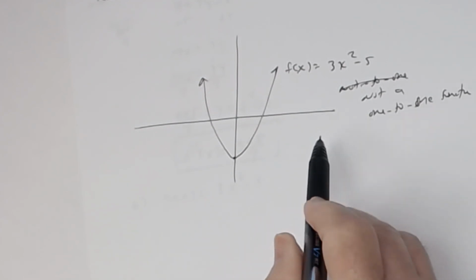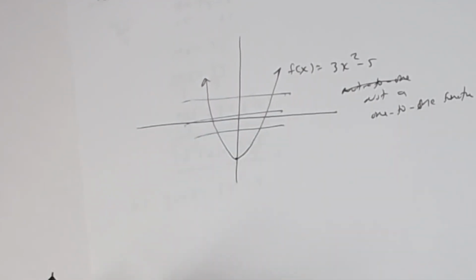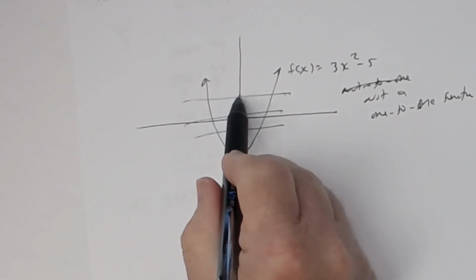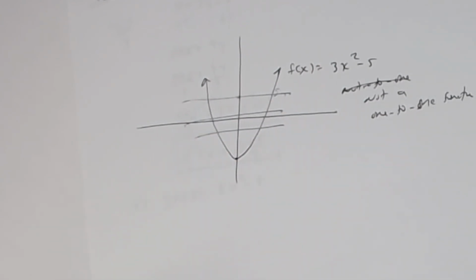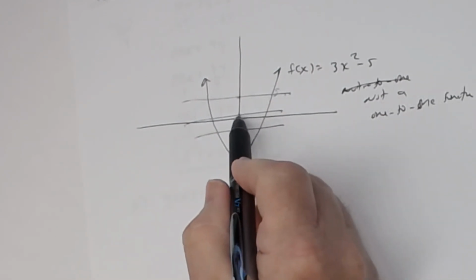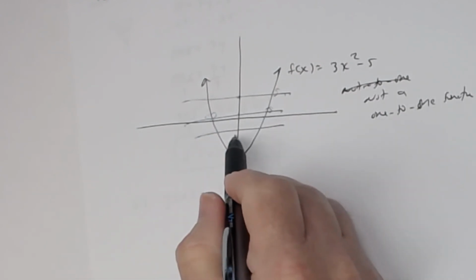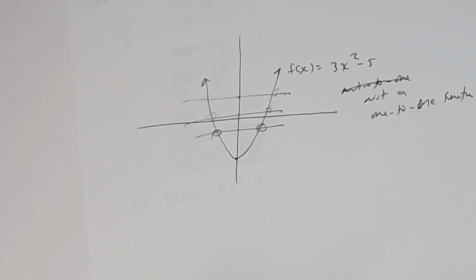Okay? That's not a one-to-one function because it fails the horizontal line test. It fails the horizontal line test. Notice that for whatever this y value is, there are going to be two different x values. Same thing here. If I look at this y value, there are two different x values. Look at this y value, there are two different x values. So that is not a one-to-one function.